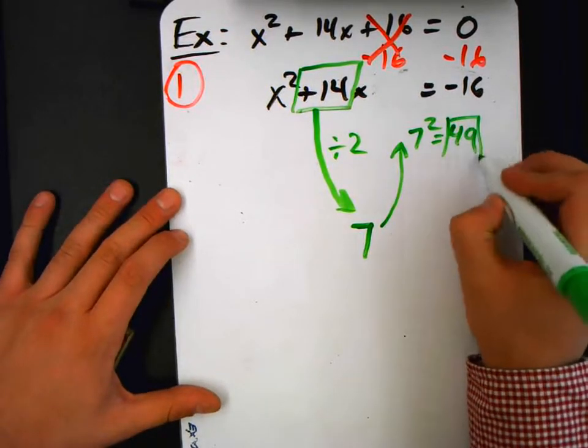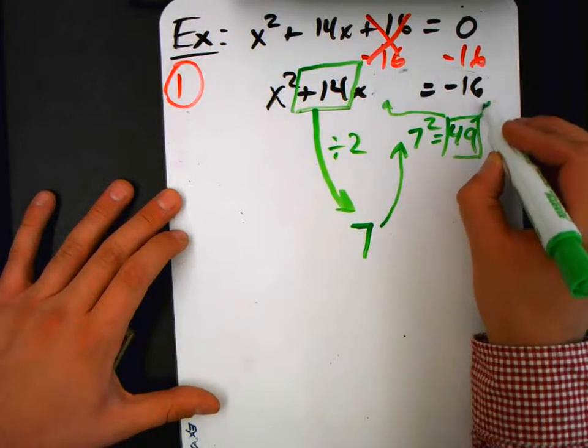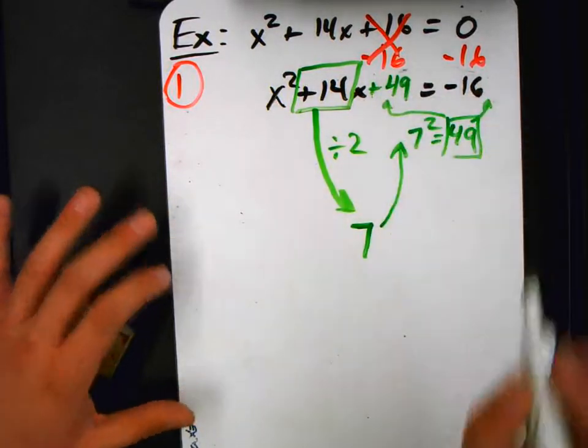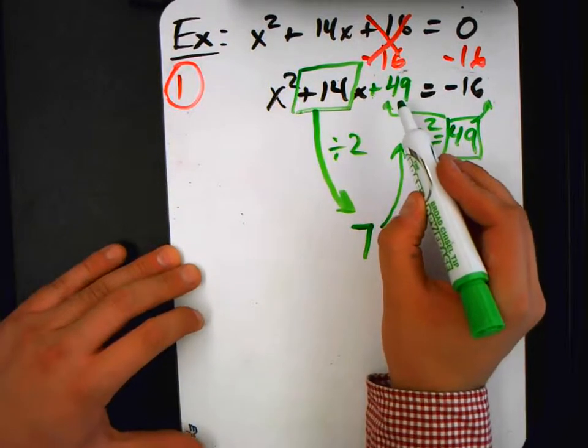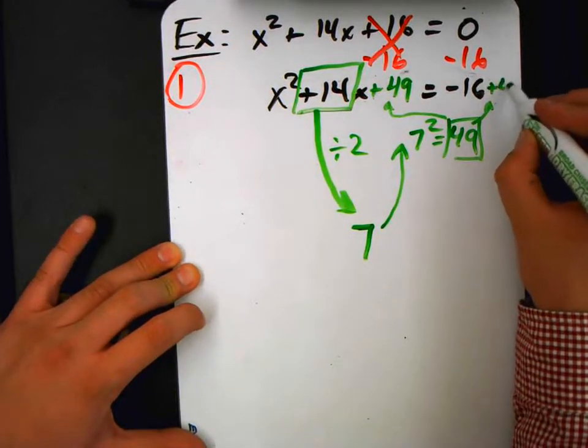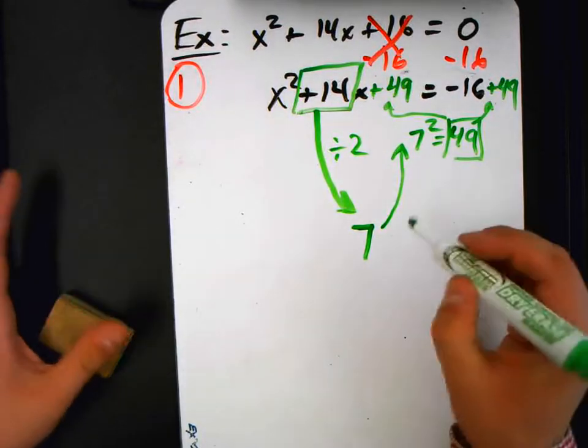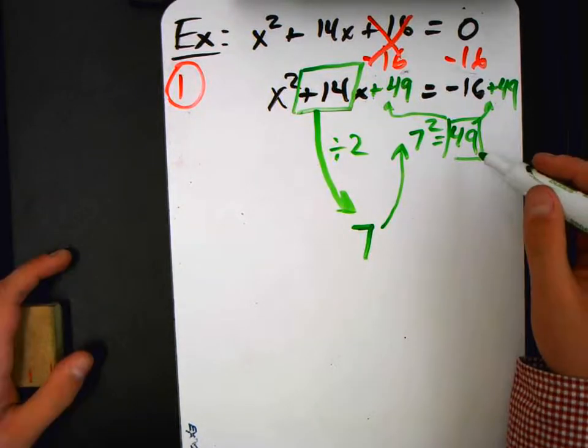This number right here is what we're going to add to both sides of our equation. It's what we put in the blank. And whatever we do to one side of the equation, we have to do to the other. So we're going to add 49 to both sides. This process that we just did is called completing the square.